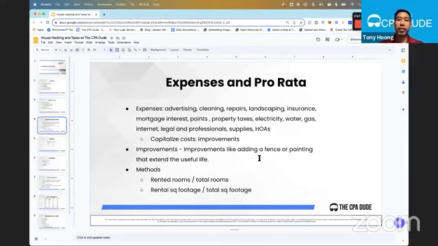And then there are the methods of how much of it you can write off. Say you have $10,000 in mortgage interest: how much of that do you write off against the Schedule E, which is the rental side? And then also how much can you write off on the itemized deduction side? A couple of methods that we recommend: the rented rooms divided by your total rooms, for example with a 4-bedroom house, or rental square footage divided by total square footage. Those are a couple of easy methods you can use to divide out and prorate it.